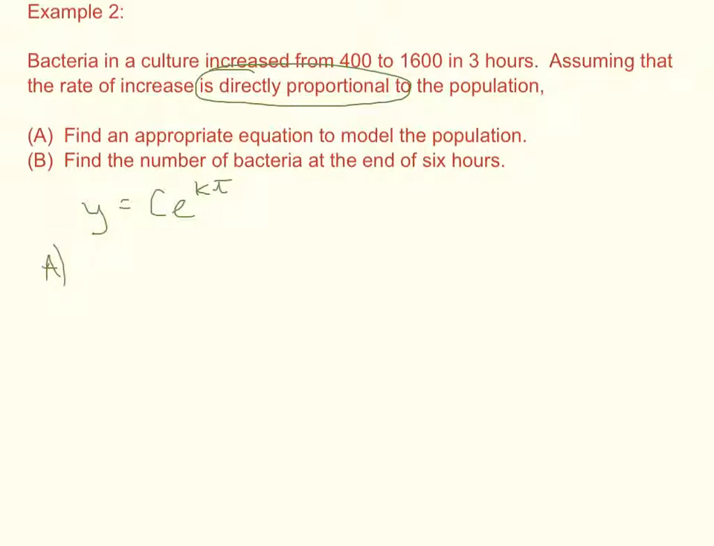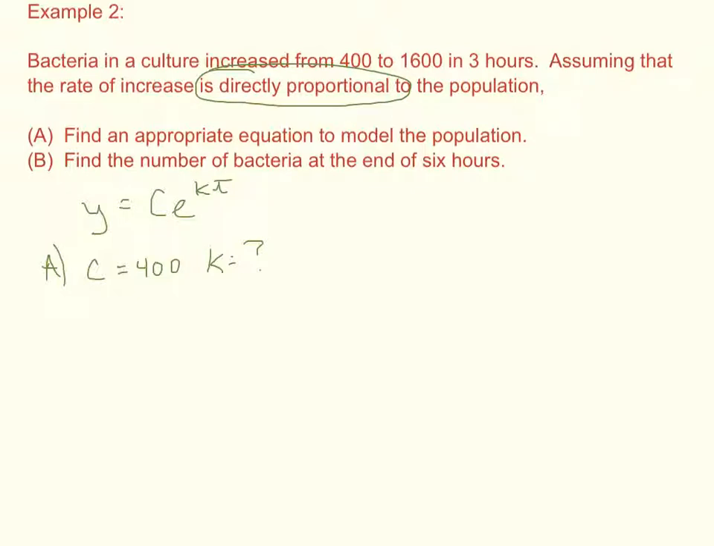So we're going to look first. C equals the initial condition, and our initial condition in this case is going to be 400. So we're going to let C be 400. We've got to find k. There isn't anything here that is telling us easily what k is, and so we are going to have to actually use our equation to solve for k.